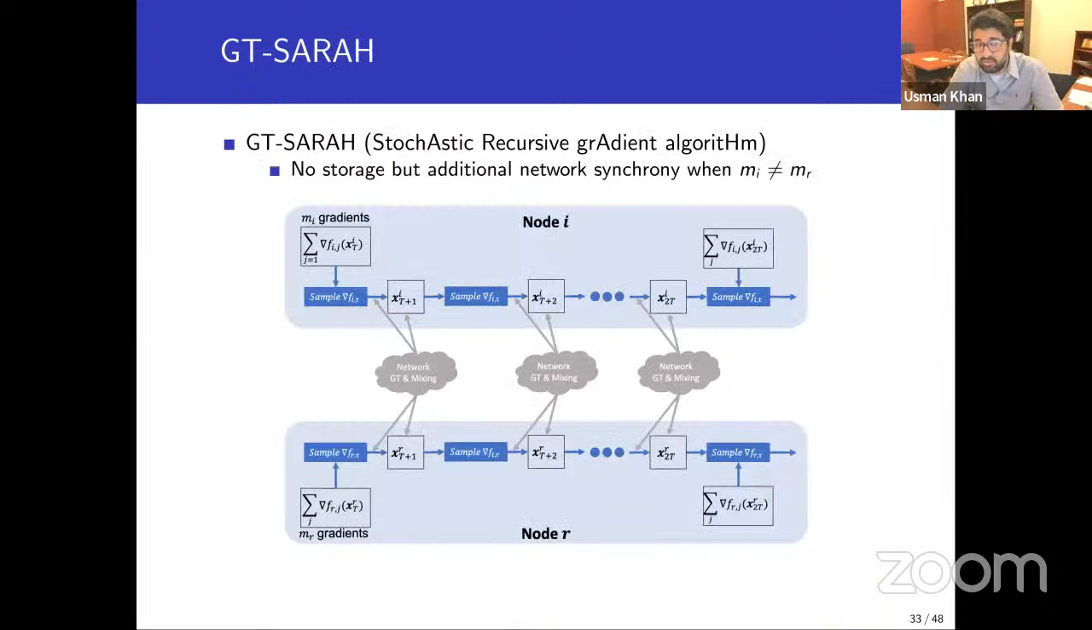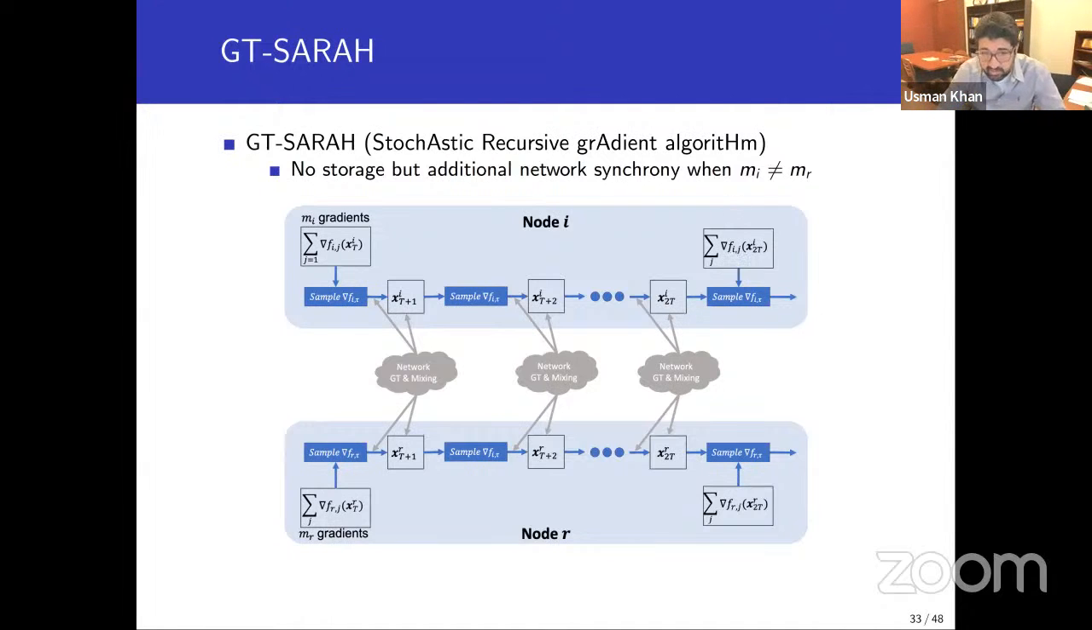The other technique is called GT SARA. So in this GT SARA method, what you do is every node i computes the full gradient, but periodically, right? So node i will compute at some time scale capital T the full gradient, and then it will run for the next capital T steps with only local, one sample of the gradient. But after hitting this capital T, it will again recompute the global gradient.